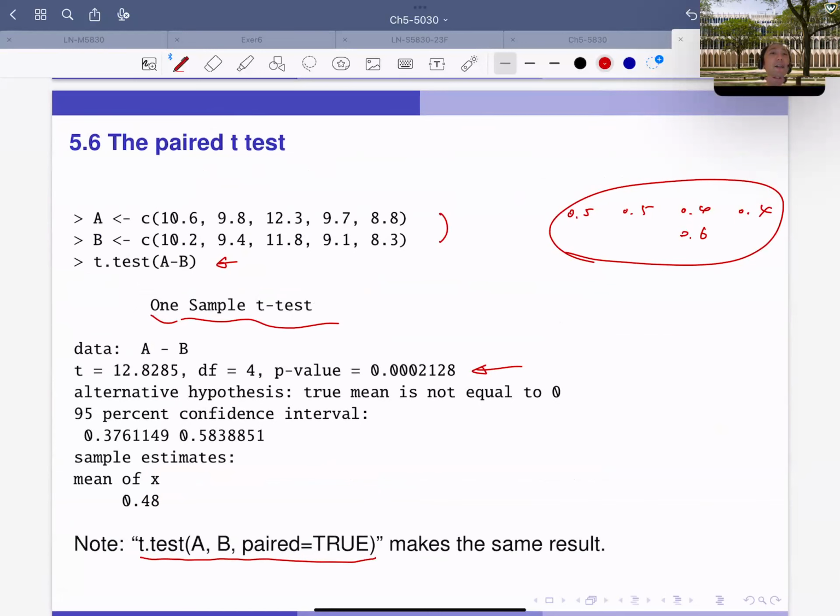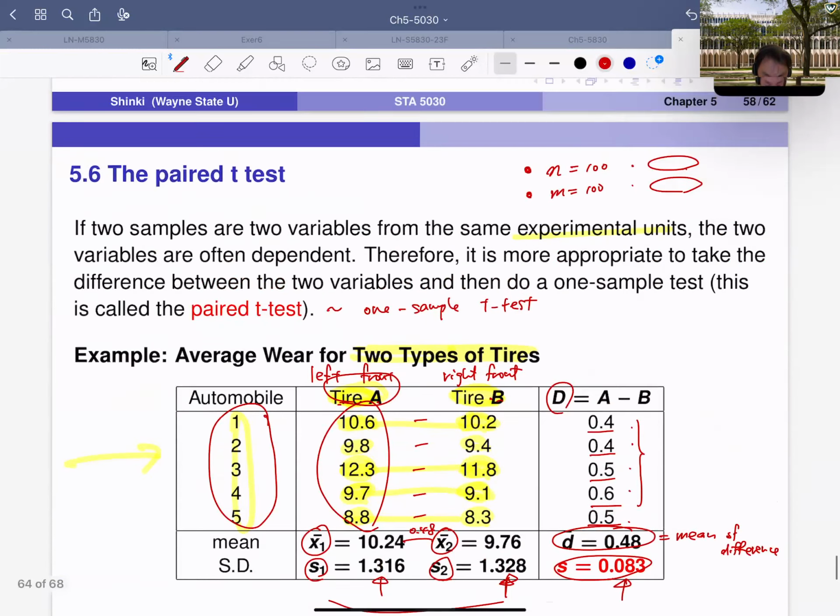Any other questions? I think I got a question in chat. Why is the paired t-test inappropriate for independent experimental samples? I see. That's a good question. So the question is the other way. Suppose that the two samples are independent, and what happens if we do the one sample t-test? Actually, the result is approximately the same. That's the simple answer.